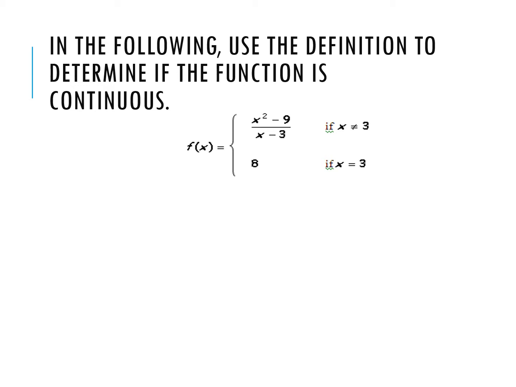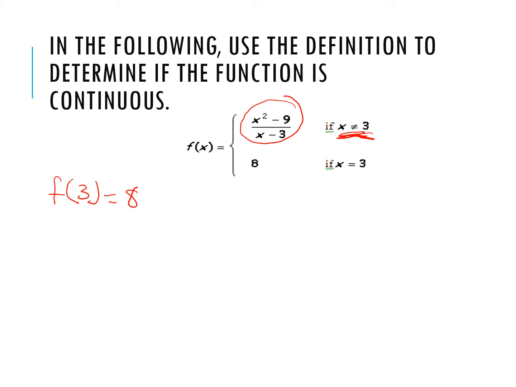So what we're going to do then, since we know that x squared minus 9 over x minus 3 is continuous everywhere except x equals 3, we only need to determine if f of 3 exists. And what is f of 3? Well, according to this piecewise function, f of 3 is 8. So we proved that first condition, f of c is defined. We proved that first one.